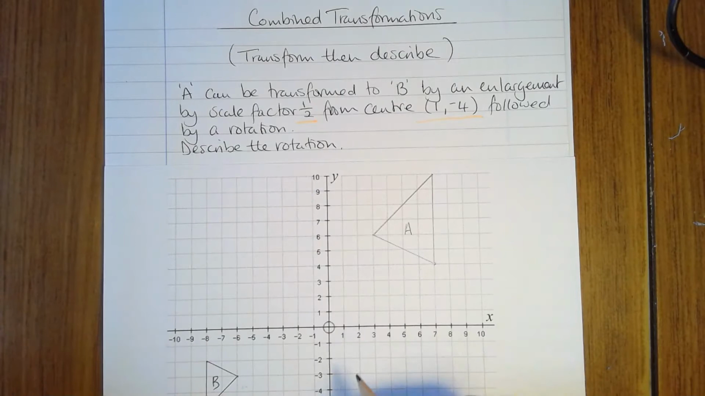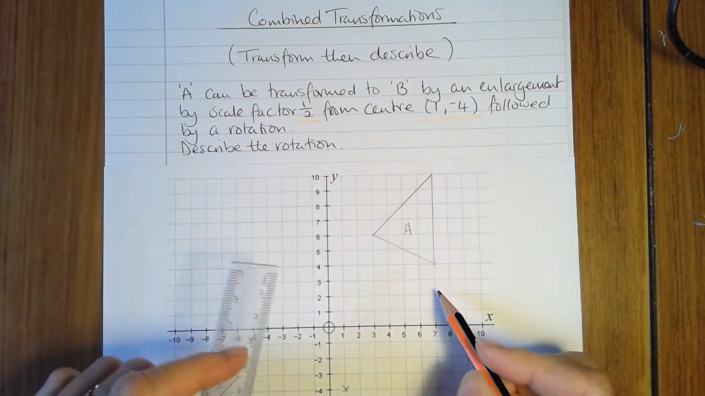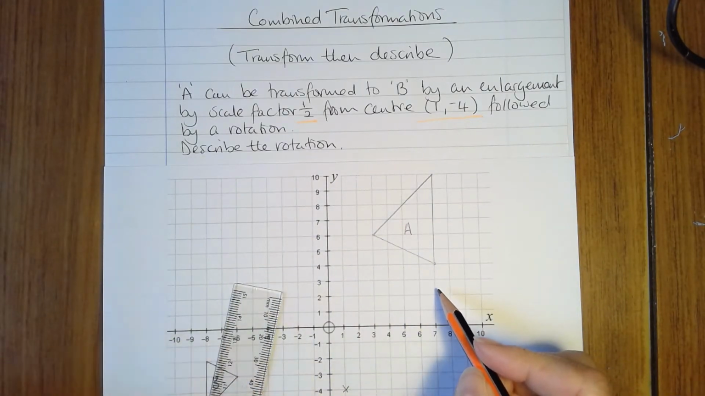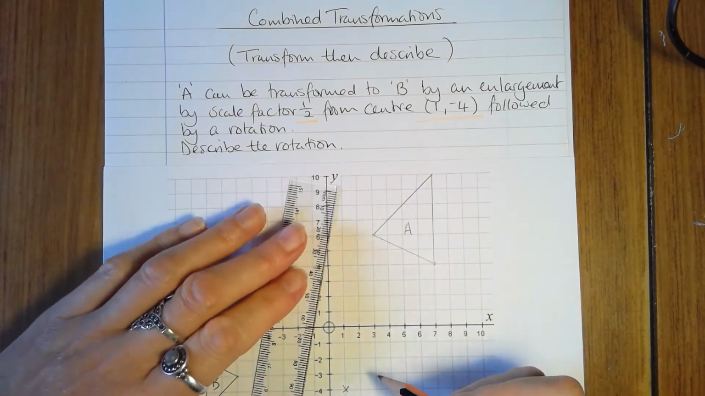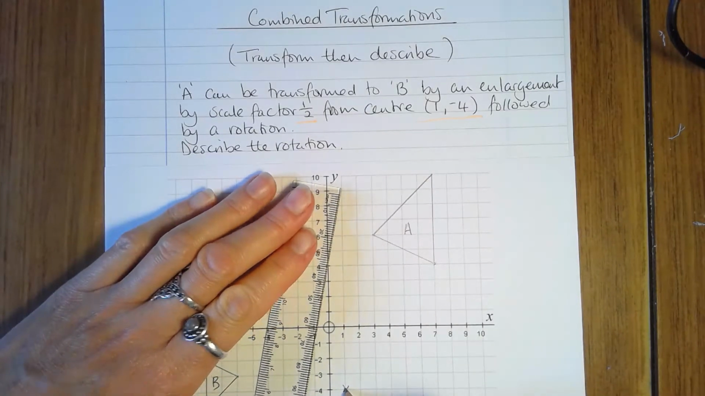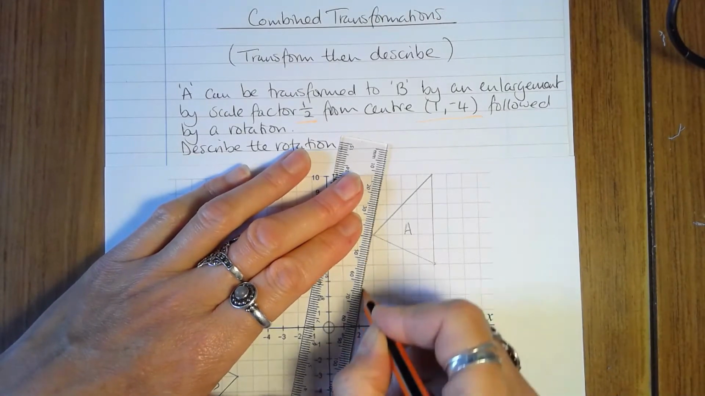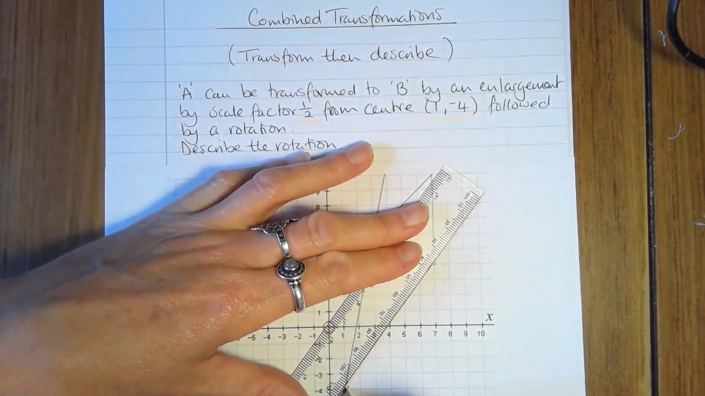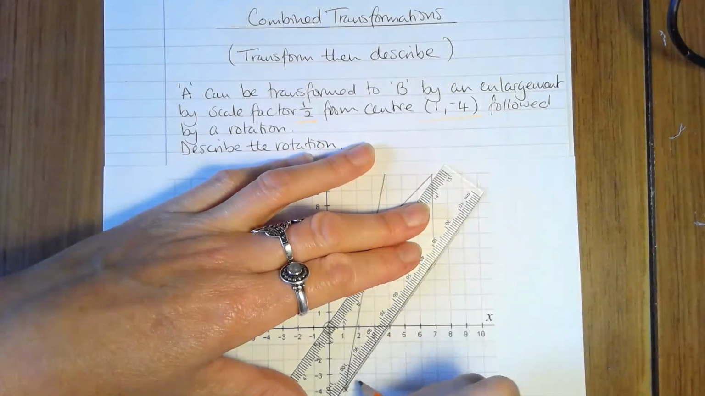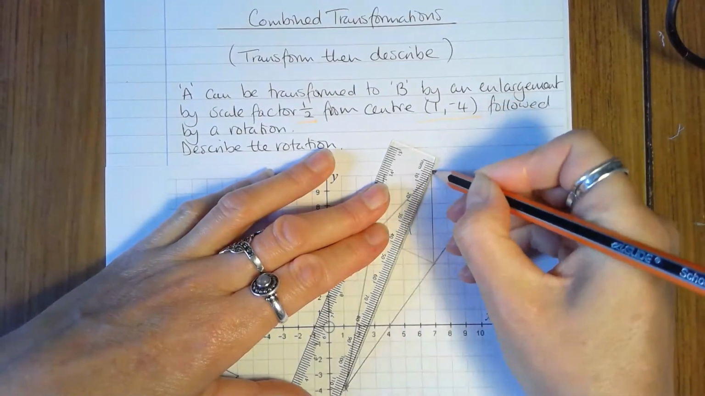So mark the centre (1, -4), and the scale factor of enlargement is 1/2, which means the new shape will be half the size of the original shape and half the distance from the centre. Now, the first thing to do is to draw guidelines from the centre through the vertices of the original shape. Now take care when placing your ruler here that it does go through the vertices exactly.